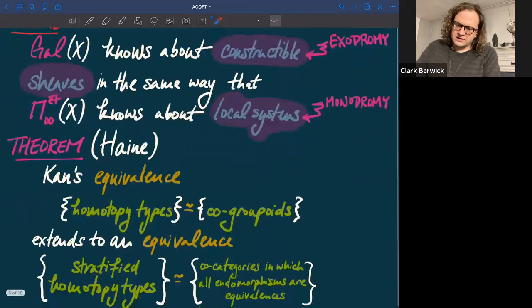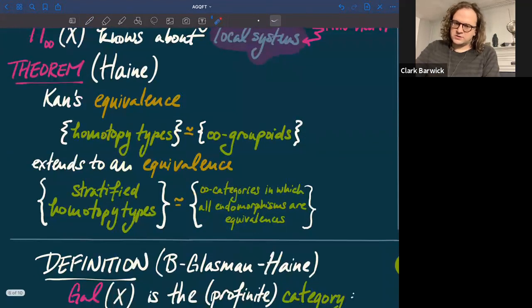But first I want to tell you a theorem. This is a theorem of my graduate student who's actually finishing this year, Peter Haine. He proved, in a sense, the kind of fundamental fact that we need to be able to use in order to tell this story. And that fundamental fact is the following.